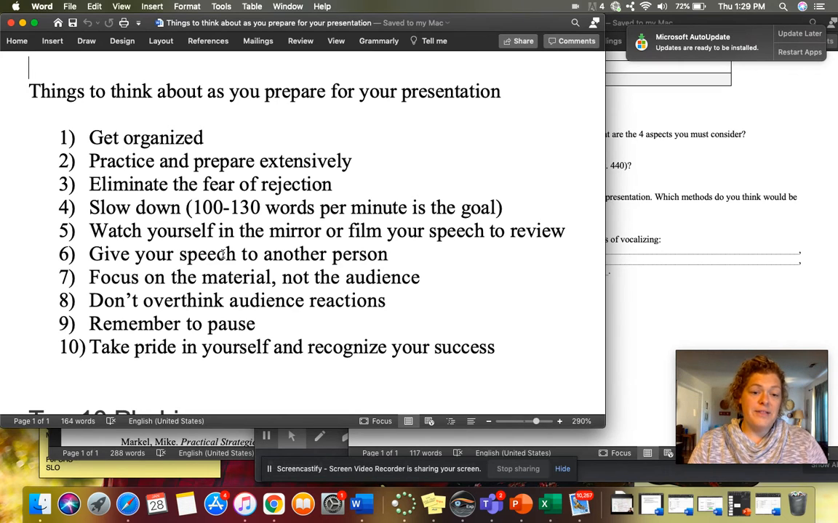Give your speech to another person. Focus on the material. Again, going back to number 3, your audience isn't there to hurt you. They're not there to undermine you. But if you are still feeling anxious about the people in the audience, just forget about them. Focus on your material. Focus on you. Don't overthink your audience. Remember, again, kind of like with number 4, to slow down, pause. If you start to feel really anxious, just stop for a second. Just let your audience have a moment. Okay, pause between your slides, take a breath or two. You don't get bonus points for rushing through a presentation, okay?